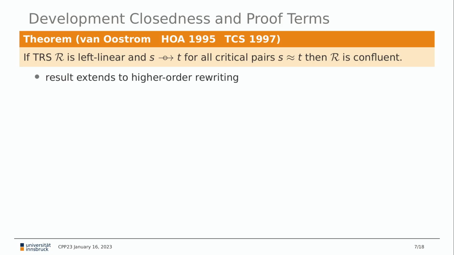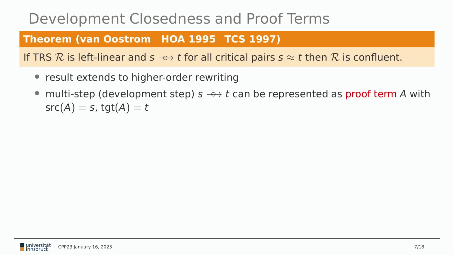Vincent van Oostrom was interested in this because he was interested in higher order rewriting. So this result actually works for higher order rewriting, but we didn't formalize the higher order case, only the first order case. And the multi-step is also called development step, so that's where the name actually comes from. And now the idea for our formalization was to not work with multi-steps directly, but use proof terms for term rewriting instead. Proof terms were also invented by Vincent van Oostrom together with Roel de Vrijer.